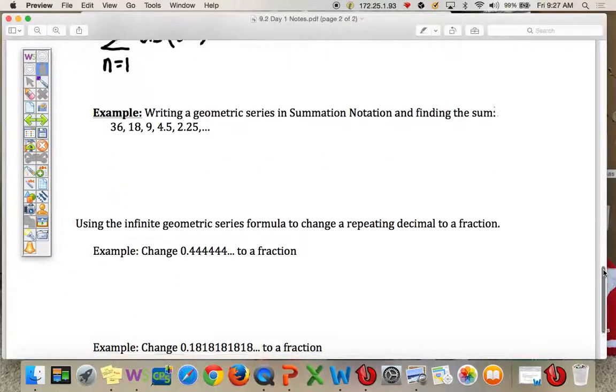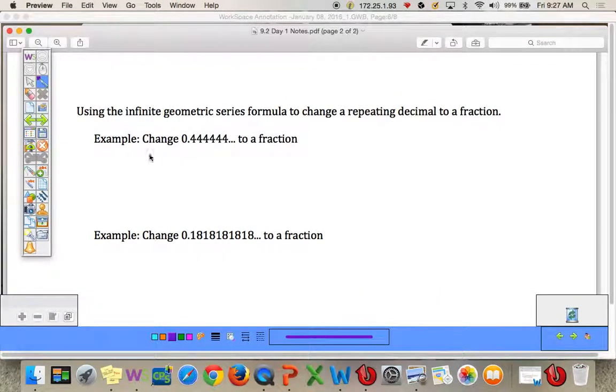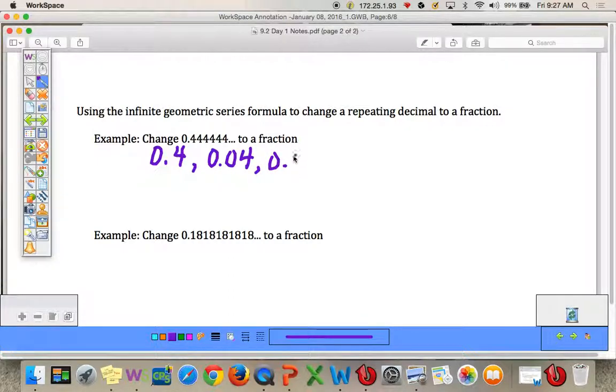Okay, how do we use this formula to change a repeating decimal to a fraction? Okay, so here, if I split this into a sequence, the first term would be 0.4. The next term would be 0.04. And if I add these up, I would get this right here. The next term would be 0.004. And if I add these all up, I get this repeating decimal.